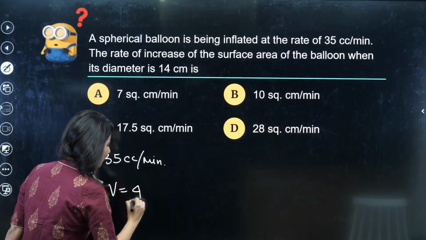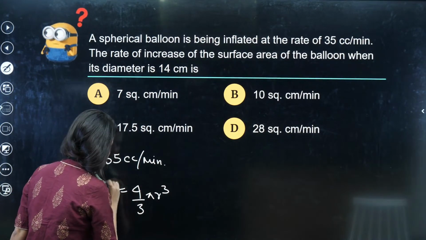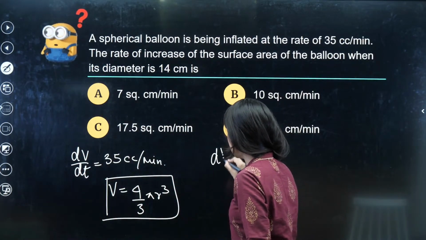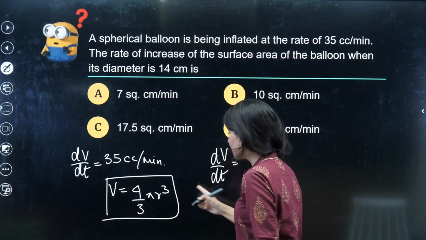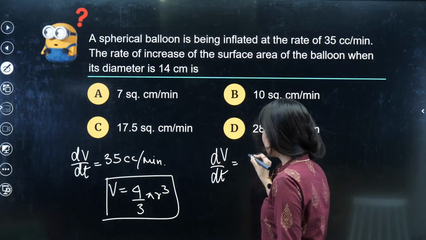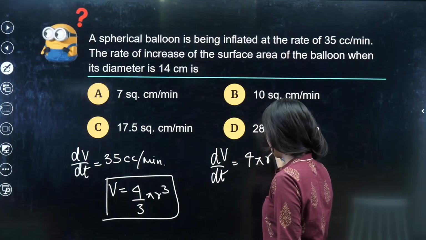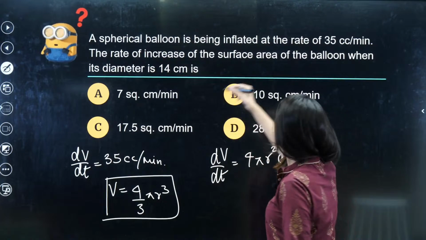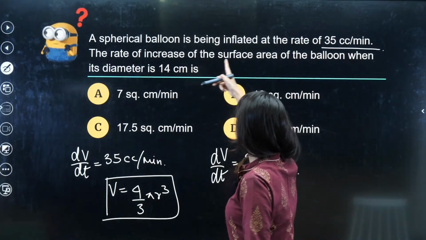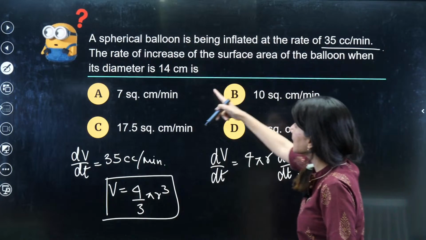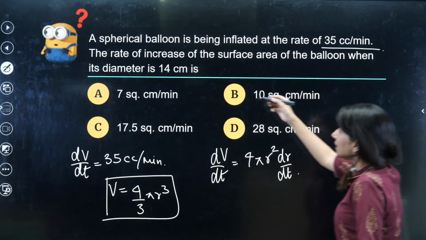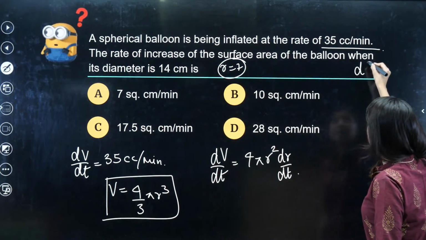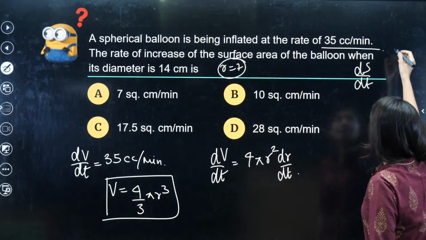And for a sphere, what is the volume? Who is going to tell me? 4 by 3 pi r cube. And the moment I differentiate both sides, dV by dt is equal to 3 will be in front, so it will be 4 pi r square dr by dt. So yes, this is given to us. They are asking the rate of increase of surface area if the diameter is 14. Diameter 14 means radius is equal to 7, and they are asking ds by dt. What is S? Surface area.